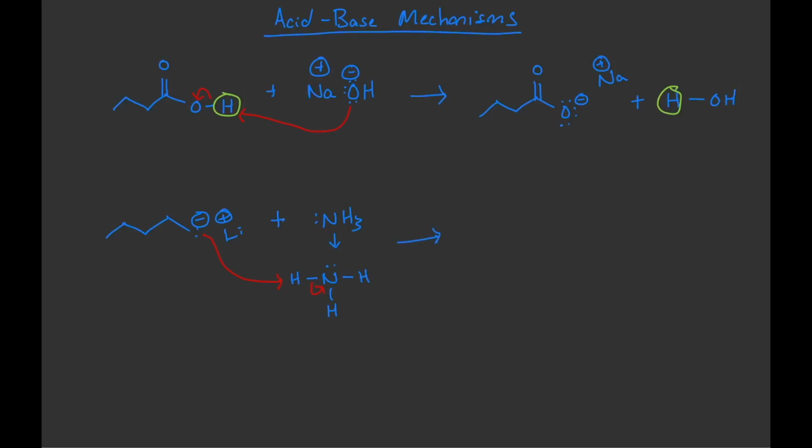And then when we draw out our products, we now have a neutral pentane because that negative charge was used to form a bond to a hydrogen. And then we will get a negatively charged nitrogen that has two lone pairs. But then we have that lithium still, so that lithium will now be the counterion for the negatively charged nitrogen.